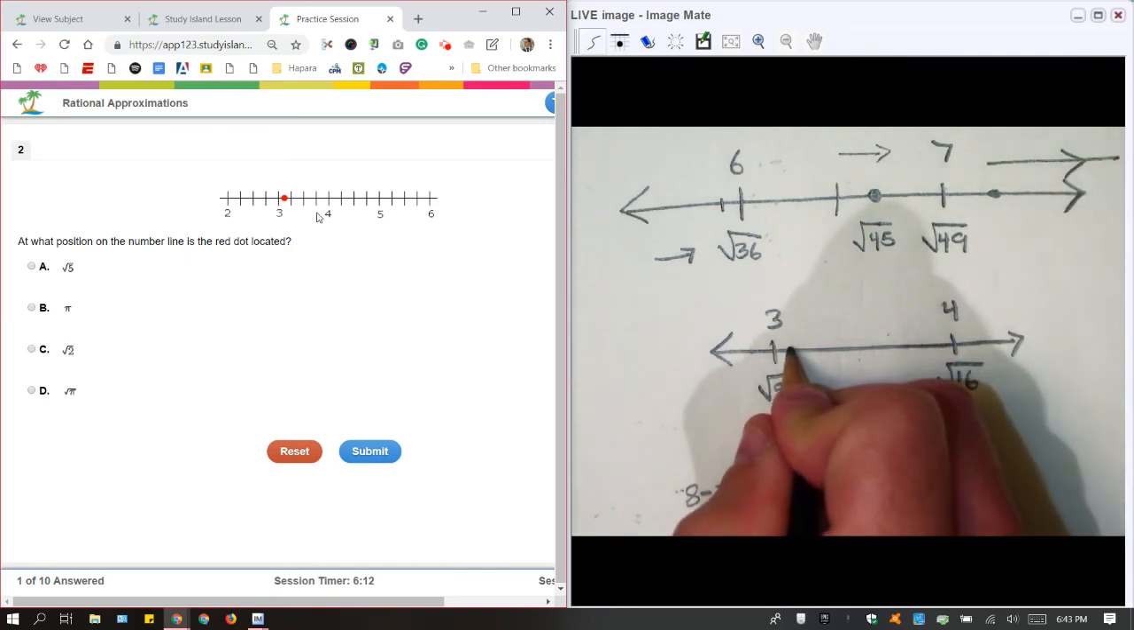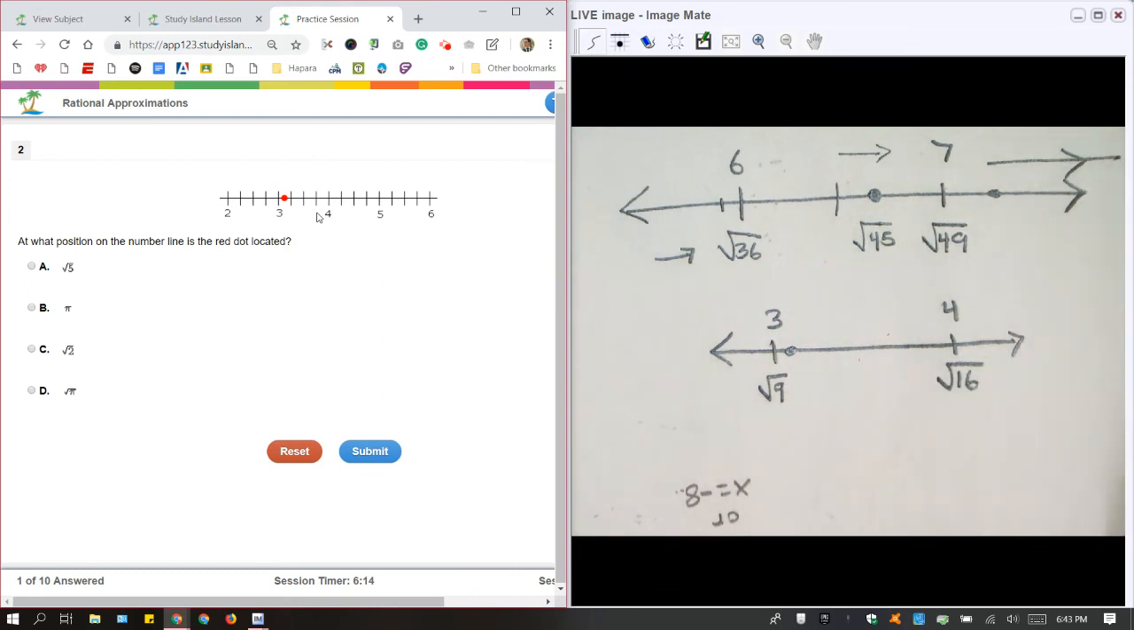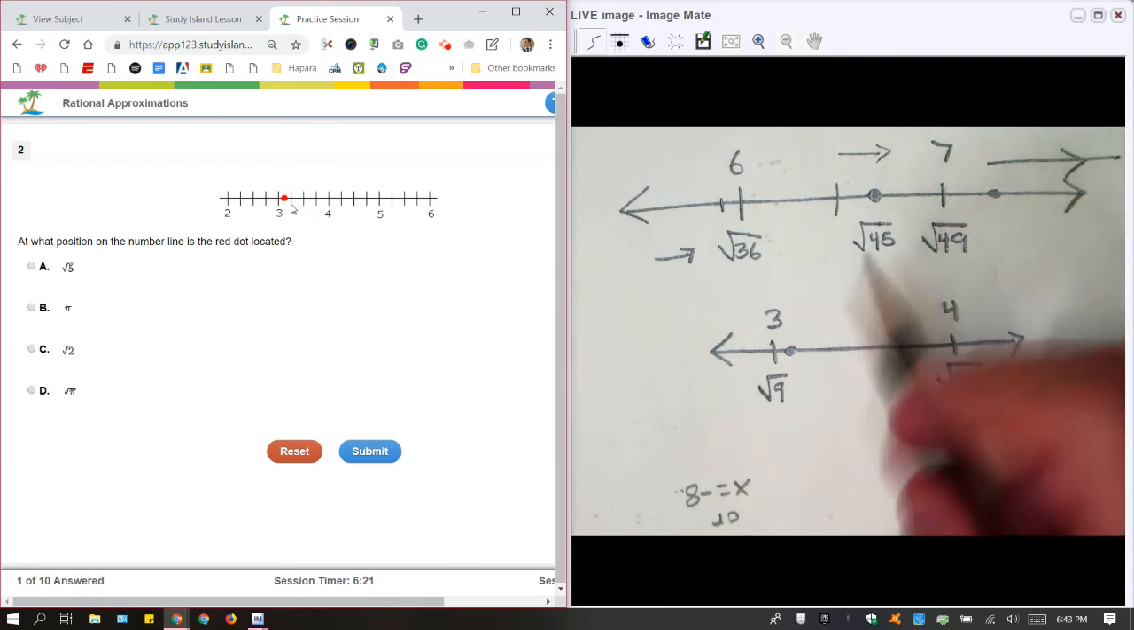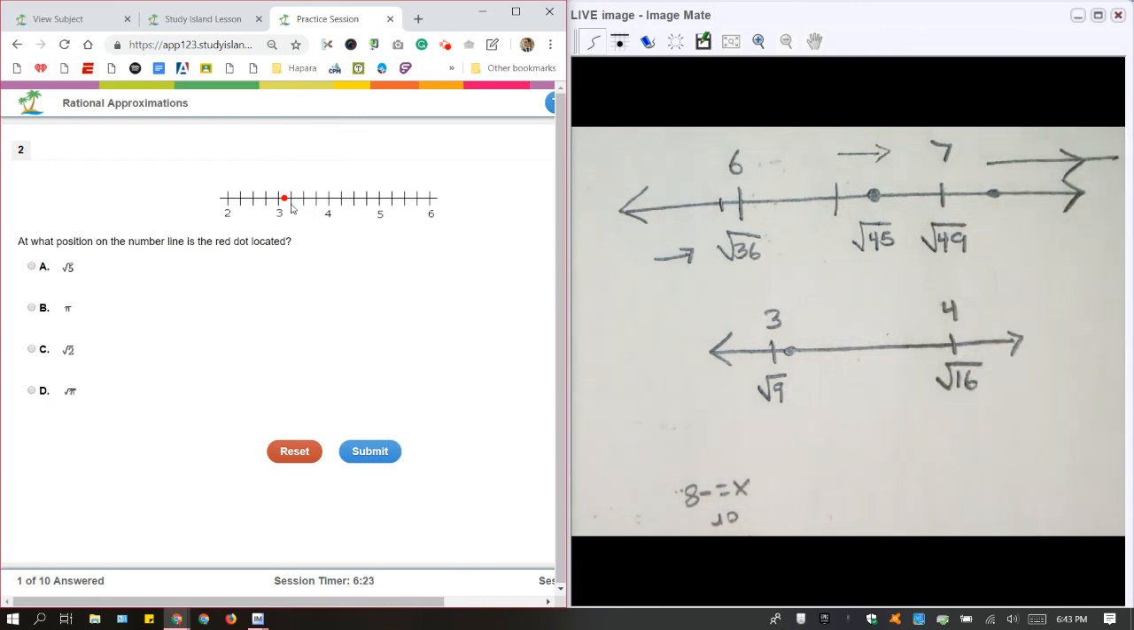This dot's going to be way over here. It's going to be pretty close to the square root of 9. Definitely more than the square root of 9, less than the square root of 16. But because it's so close to our 3, it's definitely going to be closer to the square root of 9 than it is to the square root of 16.